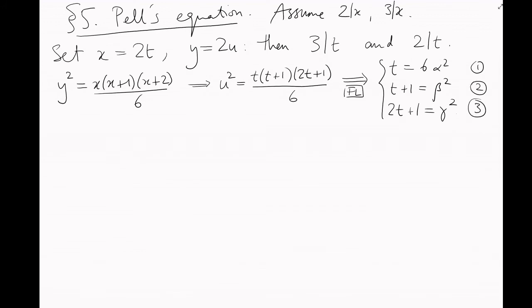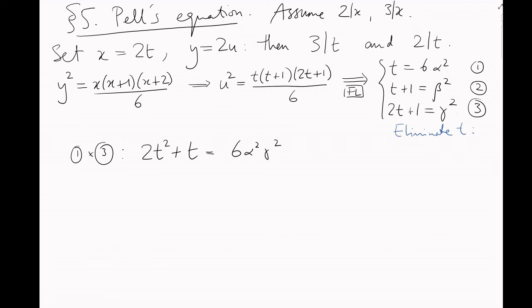As before, we start by finding a way to eliminate t. The obvious ways don't give us many interesting constraints. But we don't only have to add or subtract these equations from each other. We can also do more complex things to them, such as multiplying them together. For instance, multiplying the first equation by the third gives us 2t squared plus t equals 6 alpha squared gamma squared.